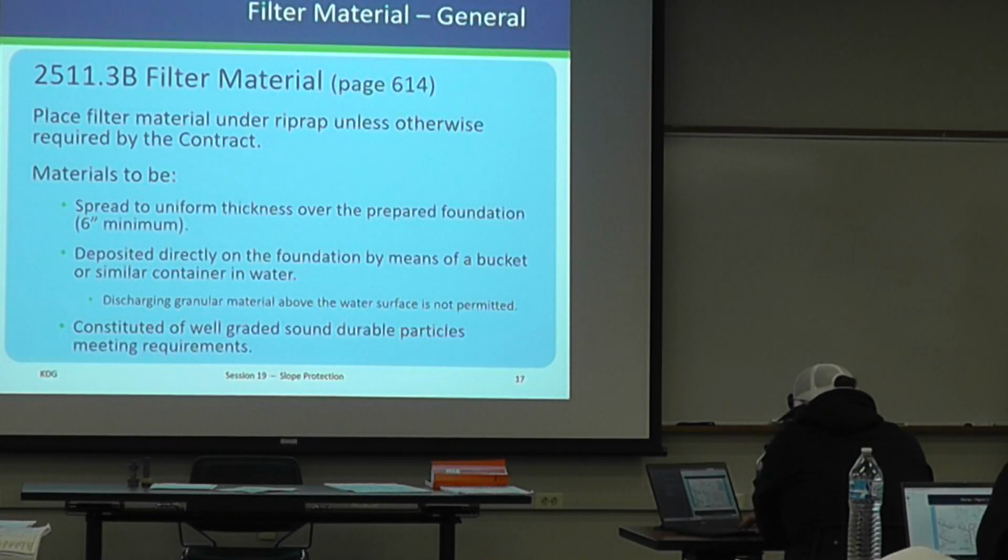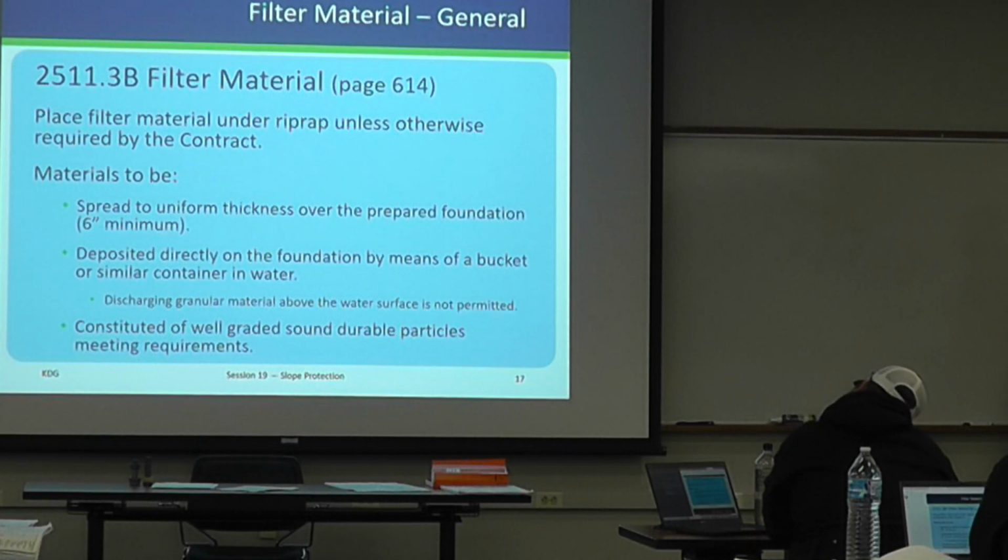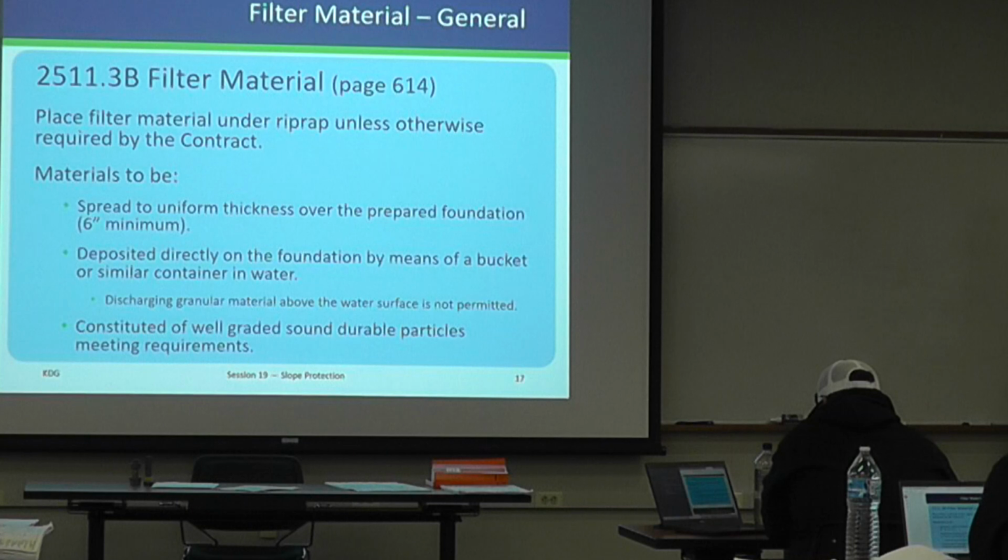So after the grade has been compacted and shaped for the slope that we're going to be placing, filter material needs to go down. So we're going to be placing it under the riprap unless required by the contract. So maybe there's an instance where we don't want to have anything underneath. But most of the time you're going to have a filter material, whether it's granular or geotextile. So the granulars, we're going to place it at a uniform thickness of 6-inch minimum across the entire area.